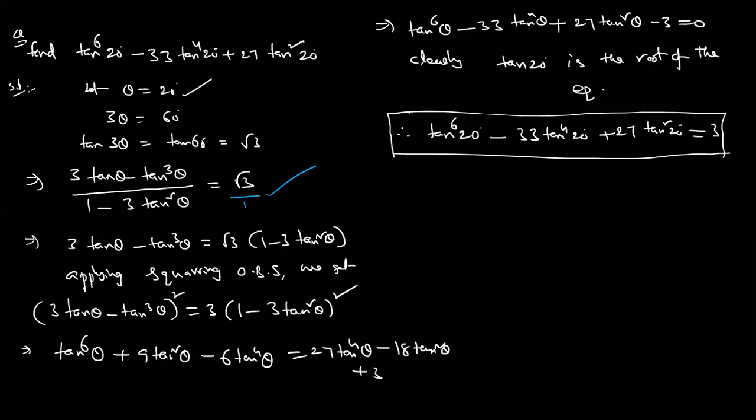Apply cross multiplication. 3 tan theta minus tan cube theta is equal to root 3 into 1 minus 3 tan square theta. Now applying squaring on both sides. Why applying squaring on both sides? Here the degree is 3, but in the question the degree given is 6. And that's why applying squaring on both sides, expanding a minus b whole square. So each and every term transposed to this side, that is your answer. Replace theta by 20.